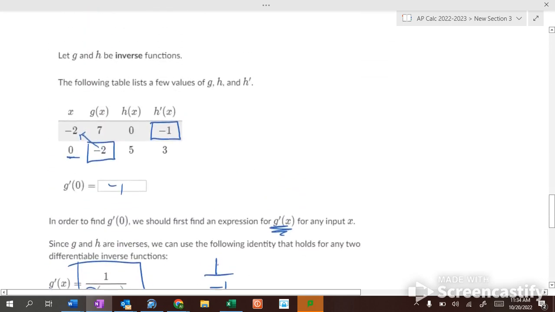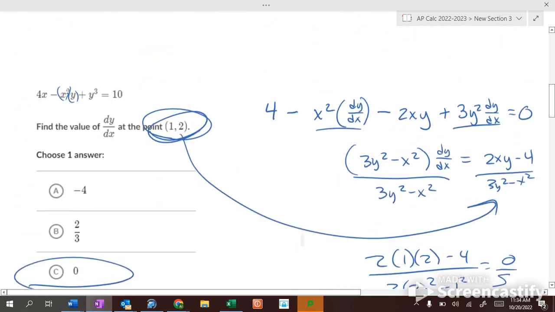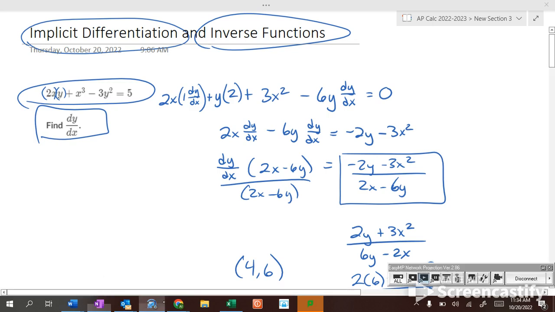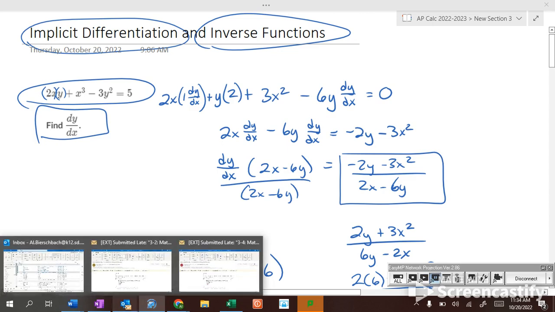So before lunch, you're working with implicit differentiation first, and then inverse functions. They're out there for you. You can get rolling. After lunch, we're taking a quiz over chain rule and that.